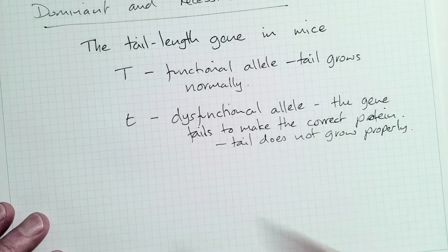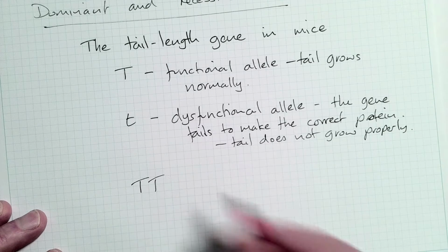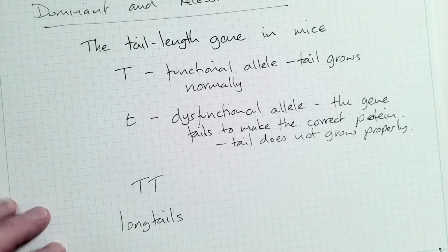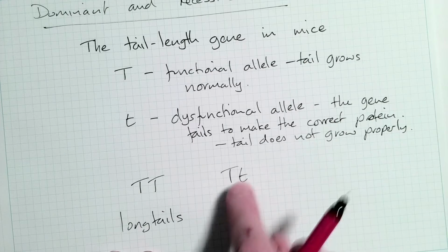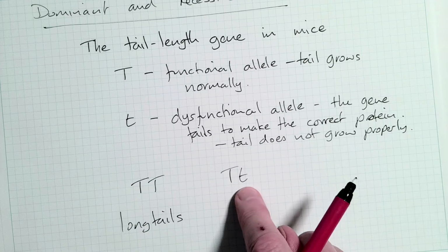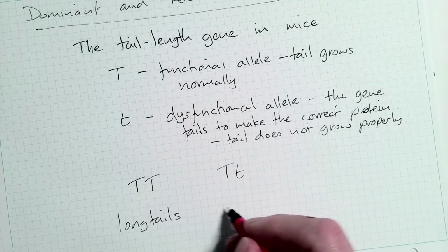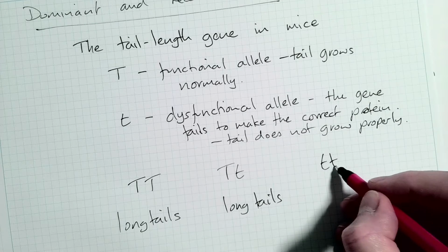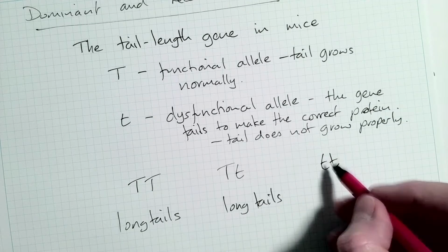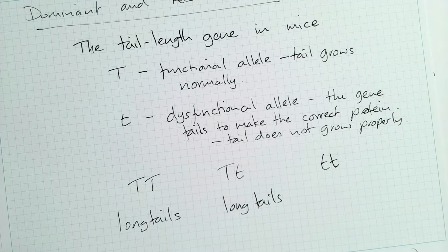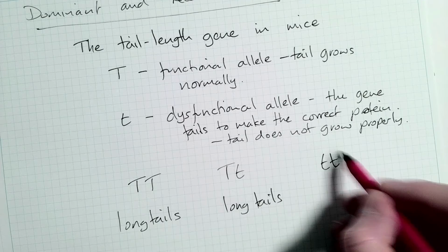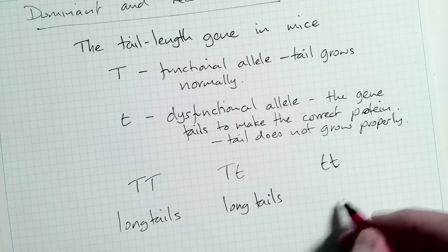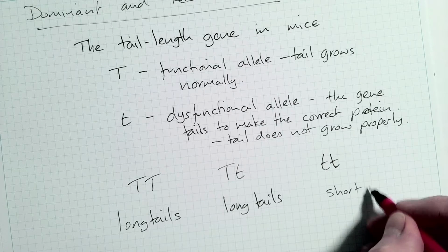But let's look at the genotypes. I could have a big T, that is long tails, right? I could have a big T, well, the little t doesn't do anything, it doesn't make a very good protein, but the big T makes a normal protein, so we're going to get long tails. And the other possibility is little t. And in this case, I don't have the normal gene in my genotype. Therefore, I can't make the protein. Therefore, I only make the dodgy protein, the dysfunctional one, and I get a short, stumpy tail.